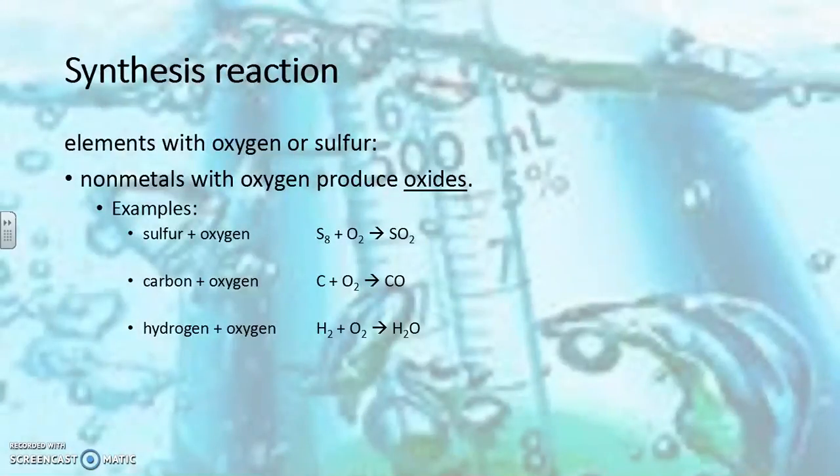Okay, synthesis reactions with oxygen and sulfur. If it's a nonmetal, it's going to produce an oxide. We don't call it a nonmetal oxide, we just call it an oxide. To differentiate, if it has a metal with it, we call it a metal oxide. So sulfur reacting with oxygen gives us sulfur dioxide. Carbon with oxygen gives us carbon monoxide. Of course, you'd balance the equations. And hydrogen and oxygen gives us water. It's dihydrogen monoxide, but we call it water.